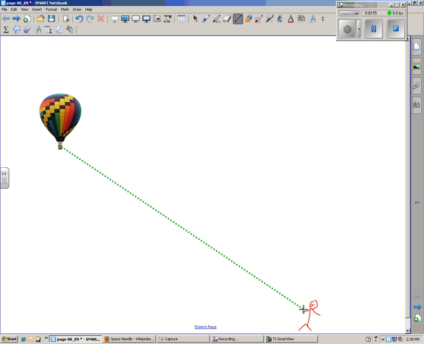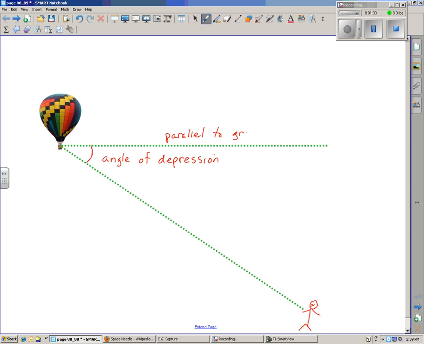And we talk about the angle of depression: it is the angle that your eye makes with a line horizontal or parallel to the ground. So this angle right here is called the angle of depression. Sometimes the angle of declination. This line is parallel to the ground. This is the line of sight.